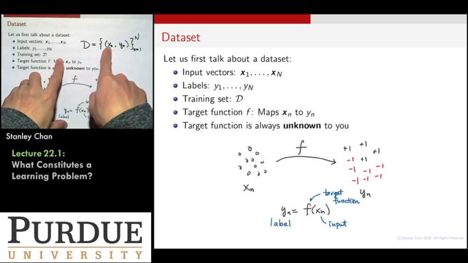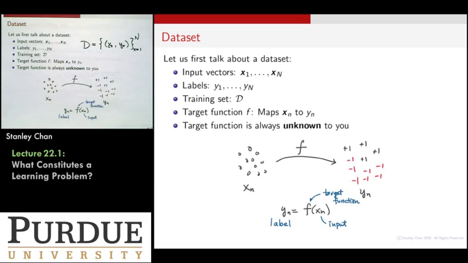We assume that there's a mapping. Now, I don't just want to call it xn and yn. I want to put an explicit mapping saying that yn equals f applied on xn. So for every xn, if you apply the target function, that is going to give you the ground truth label. Now, this target function f is of course unknown to you. Otherwise, there's no problem. If you know the target function, then if I give you an input vector, you can just tell me the label. There's no learning required. So f is unknown.